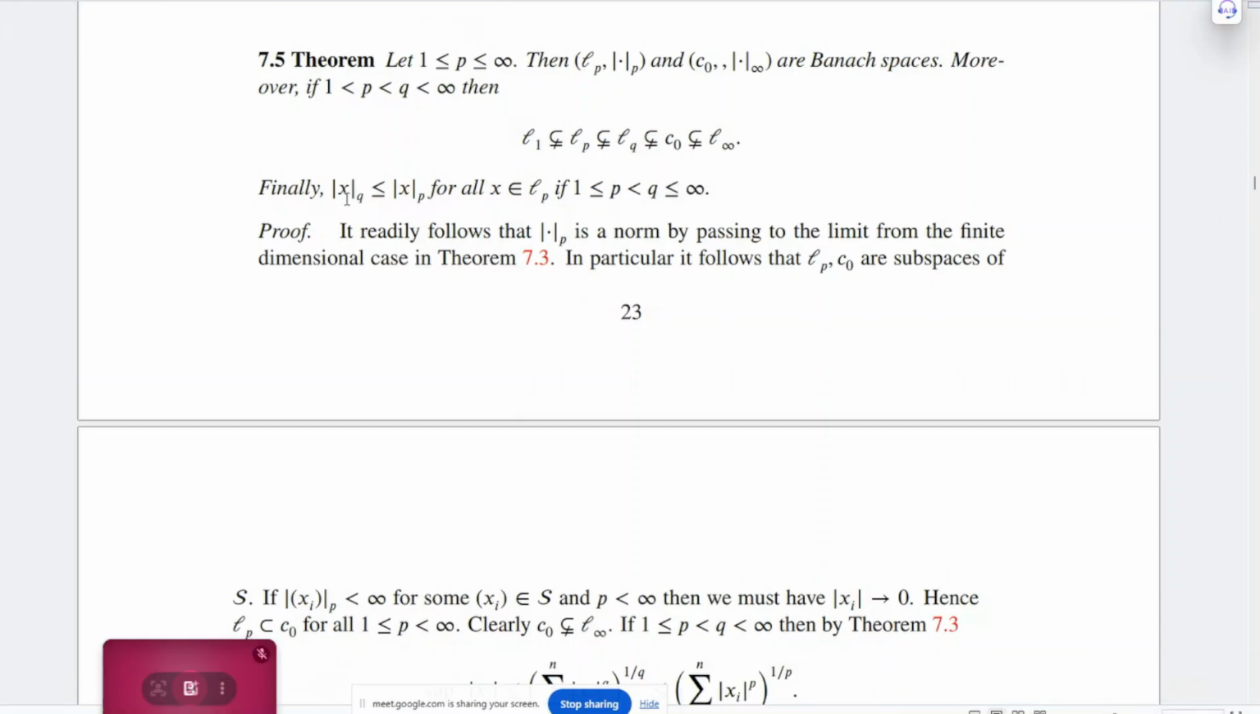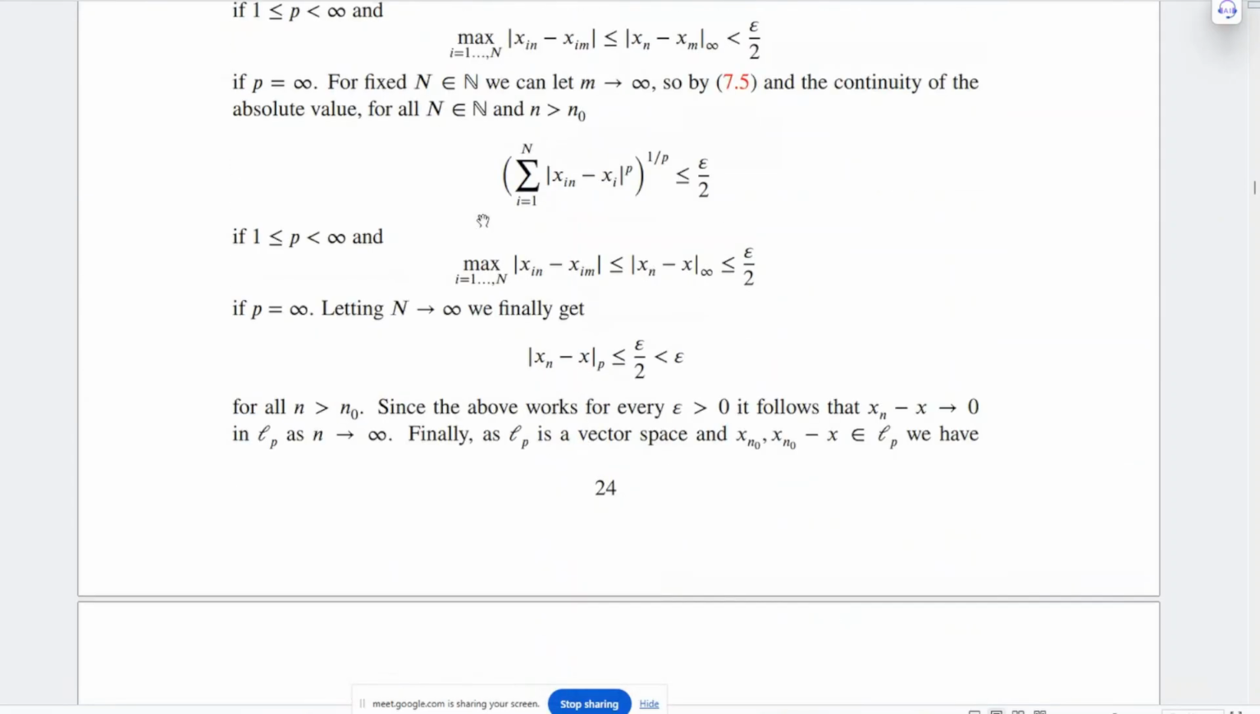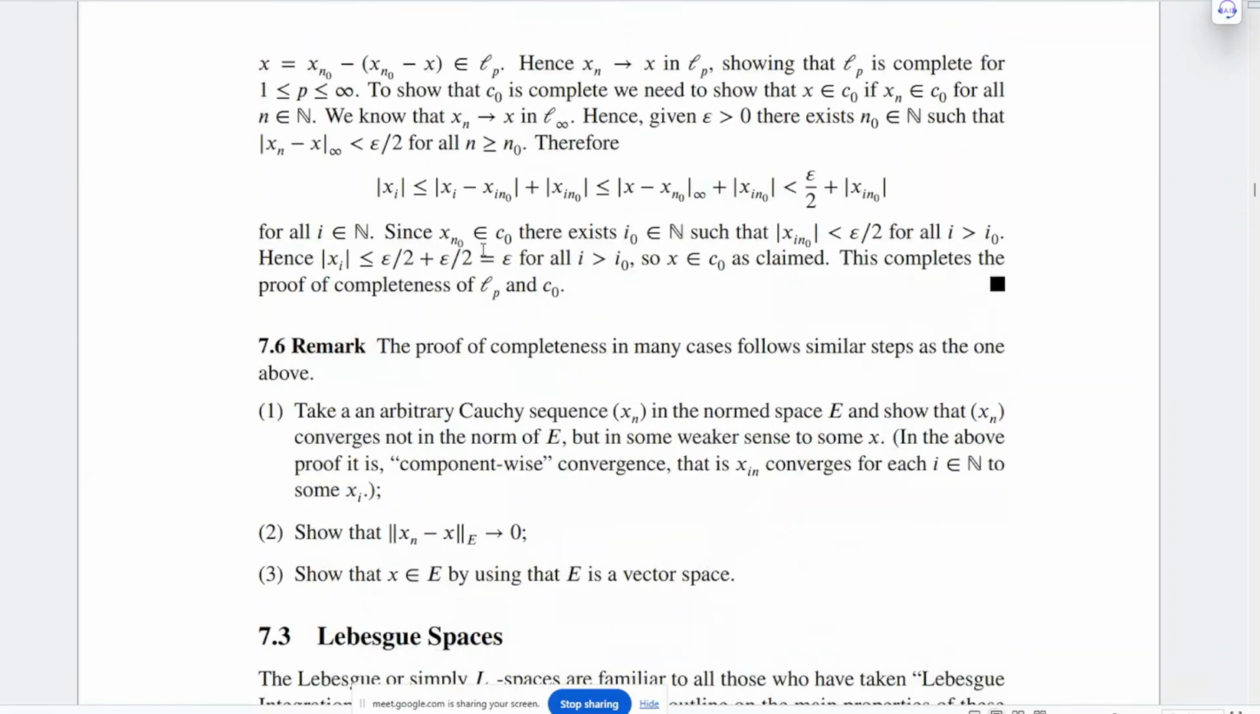Finally, the norm of x in q is less than or equal to the norm of x in p. It's what is called Jensen's inequality, for all x in LP, with 1 less than or equal to p less than or equal to q less than or equal to infinity. This is the theorem. So let me go through some part of it. How do you show the inclusions are strict? We have to take the example which I had explained to you last time. So let me come to that example and then come to the proof of the completeness.